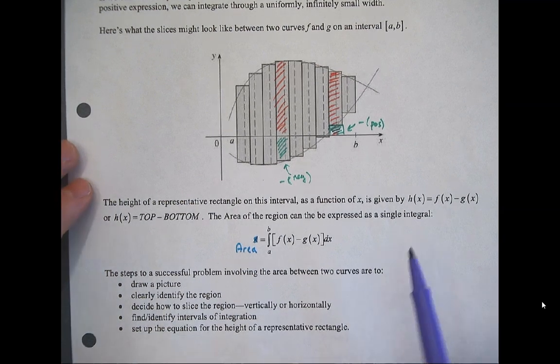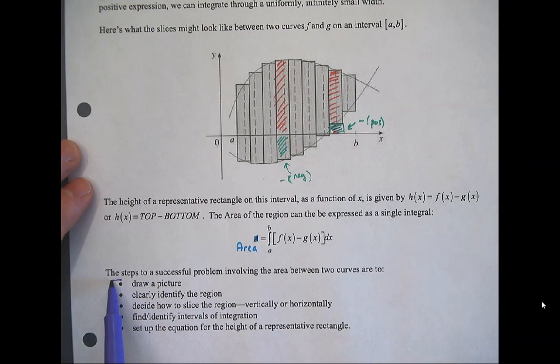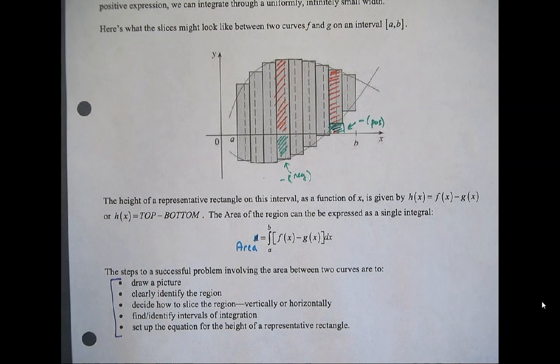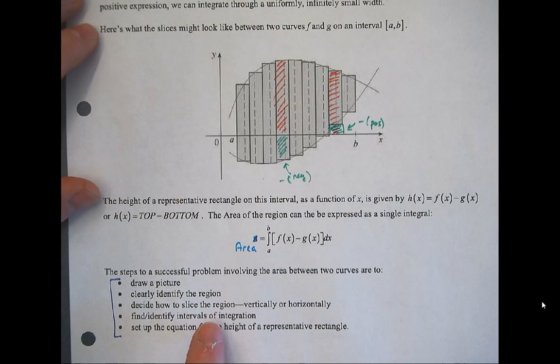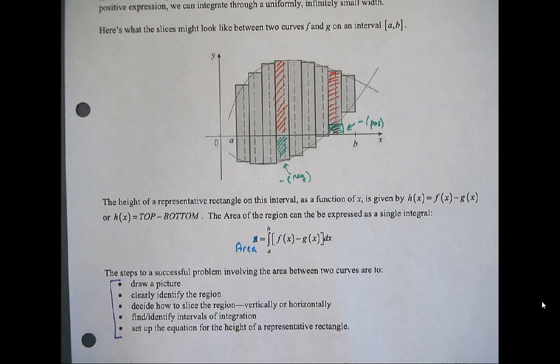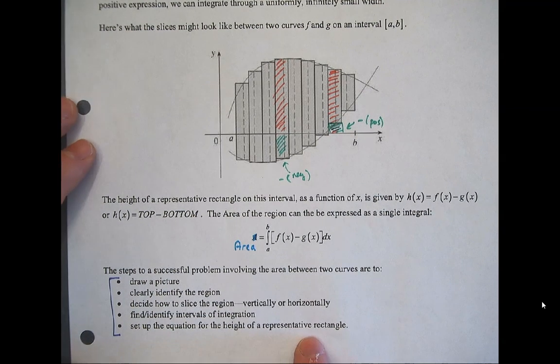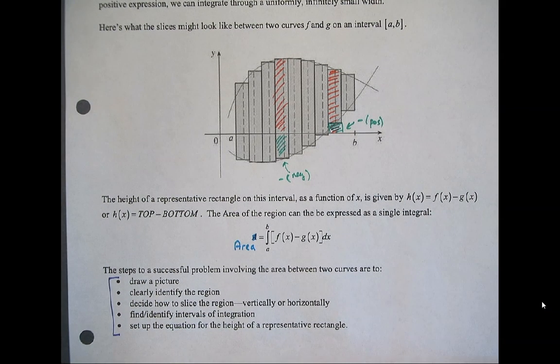A couple of steps here. Draw a picture. Identify the region. Decide how to slice. Find and identify any intervals. In other words, where do they intersect? And then set up an equation for our representative rectangle.